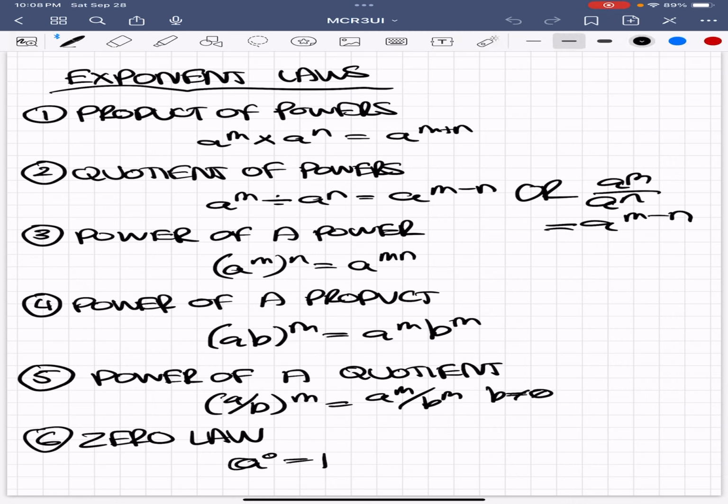And then we have our zero law. So any base, or any number, with the exponent of 0 is equal to 1.